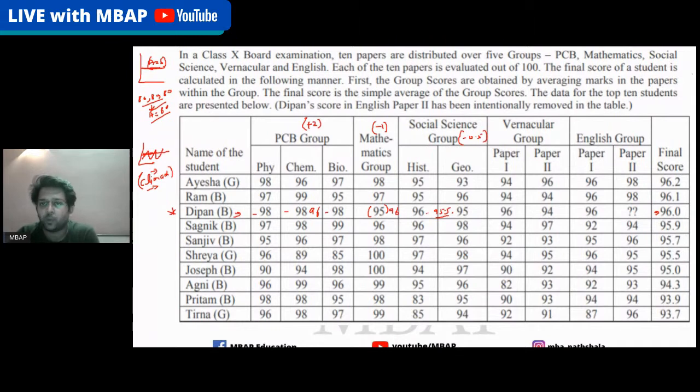You will agree. Vernacular is 96 and 94. Can we say the average will be 95? The average is 95. The average should have been 96. Can we say this value is 1 less? You will agree that this value is again 1 less. English I cannot calculate because I do not know the second value.